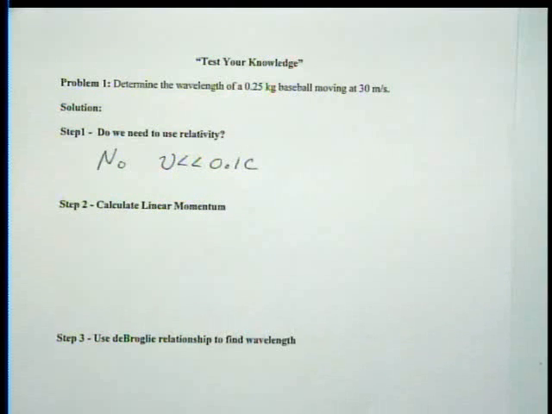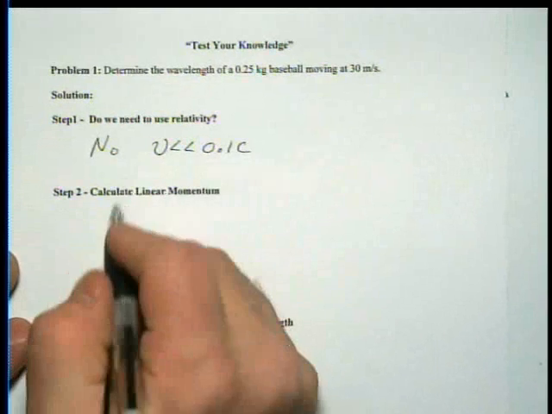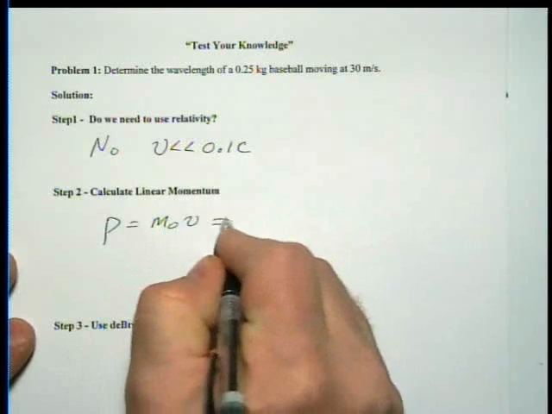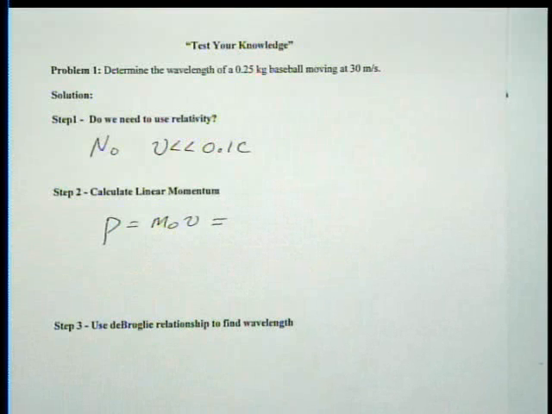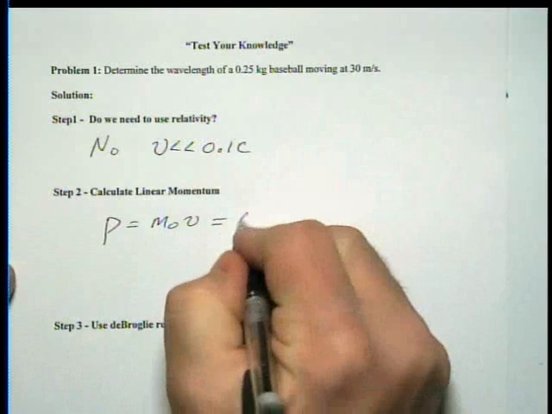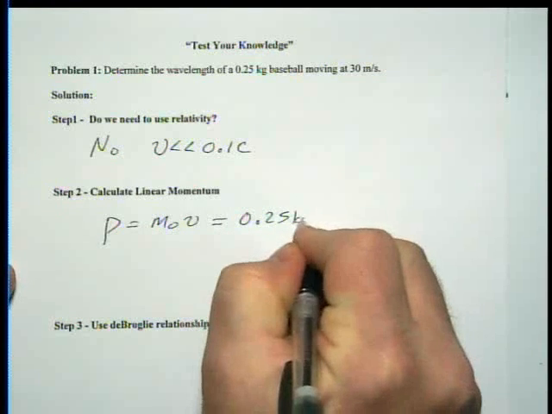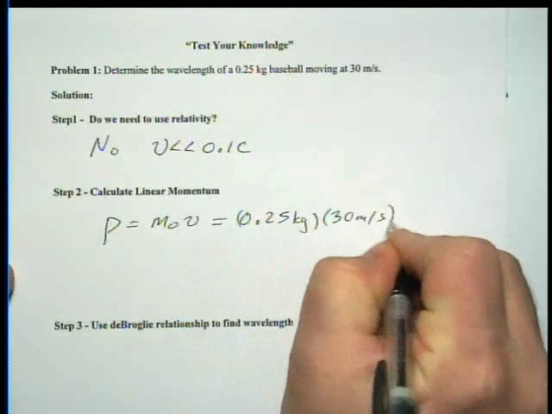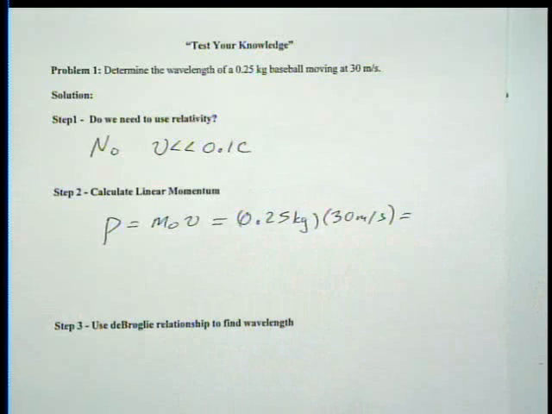Okay? Next, calculate linear momentum. Well, that's pretty simple. That's m naught v in this case, because m is m naught, we're not using relativity. 0.25 kilograms, going at 30 meters per second. Let's take my calculator and punch it, and store those easy points in my back pocket. It'd be almost criminal to get points for this.